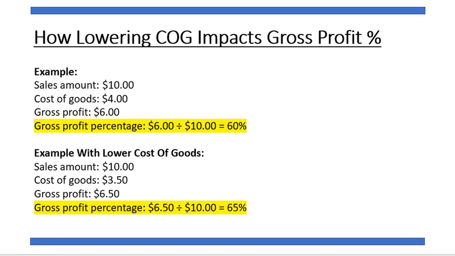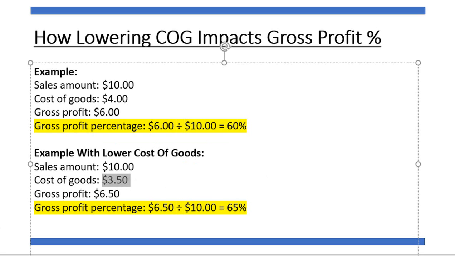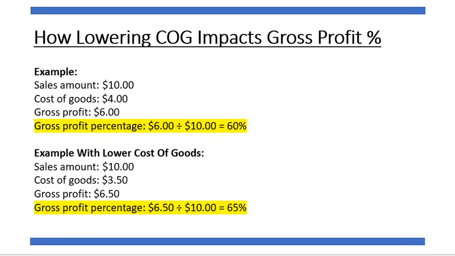First we're going to look at what happens if you just lower the cost of goods. In this instance, I'm using the same example as before, where I sell something for $10, it costs me $4, and my gross profit is $6 or 60%. If I can lower that cost of goods to $3.50, then suddenly you see that my gross profit goes up to $6.50 and the gross profit percentage goes up to 65%.